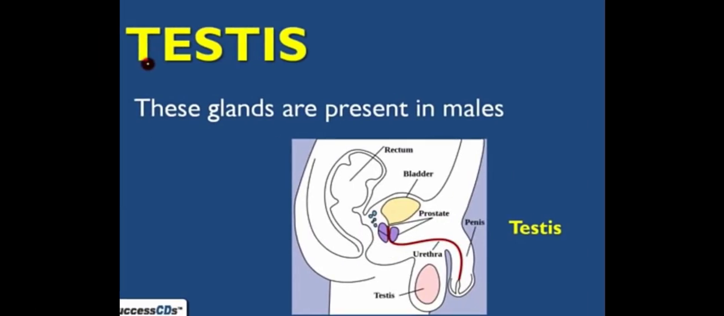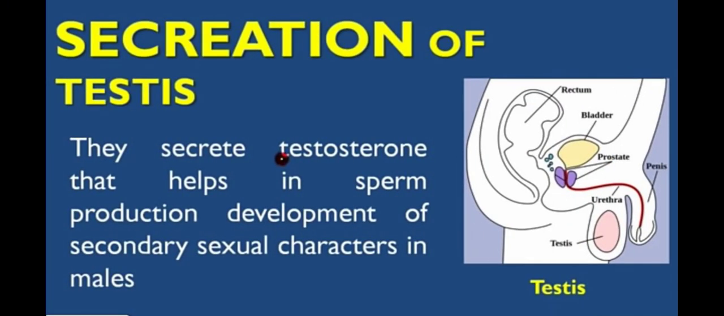Then comes the testis. Testis are the glands which are present in male. And the secretion of testis is that they secrete hormone testosterone. This testosterone hormone helps in the sperm production and development of secondary sexual characters in male. So this was about the glands which we studied.